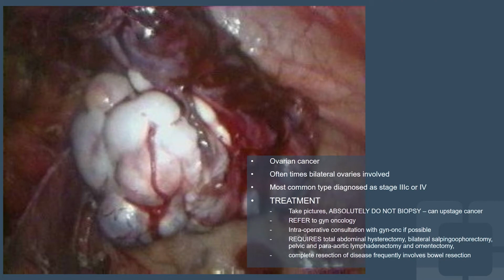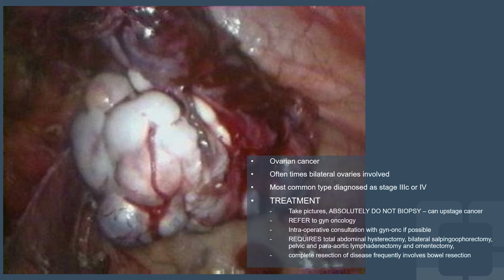Here's a cyst of ovarian cancer. It does look highly abnormal. There's a lot of vasculature. You see this big dominant blood vessel here, but sometimes these can be hard to tell just by looking. Oftentimes, a hint is that they're bilateral. They're commonly diagnosed later, stage 3 or stage 4. Absolutely do not biopsy these. We don't want the liquid spreading with cancer cells and upstaging the cancer. So refer these to gynecology, intraoperative with gynecology if possible.